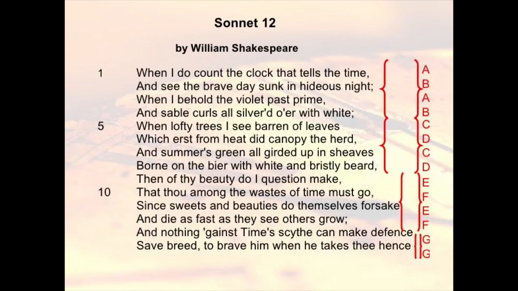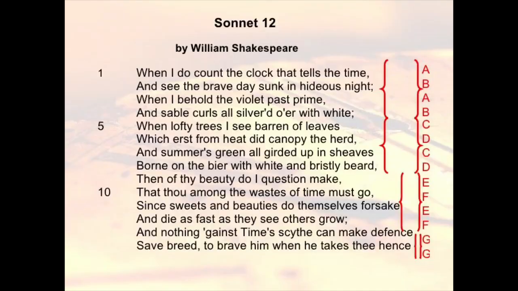but now he's thinking about this person who is, I believe, the nobleman who commissioned a lot of these. "Then of thy beauty do I question make." Now I turn my attention to you specifically and see that time is going to also have that same effect on you. So Shakespeare is considering time, he's considering how beauty fades, and there's an implicit question there about what can you do about this.